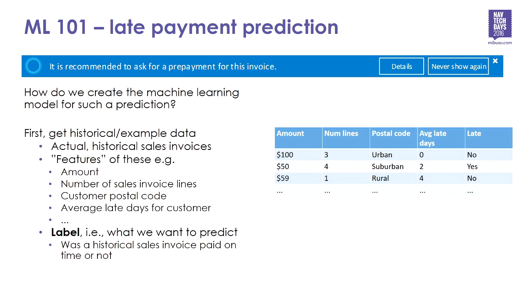The second one was for $50. There were 4 lines. It was a suburban postal code.